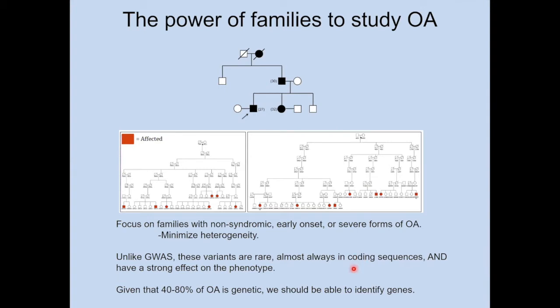The coding sequences are those that make up the protein. So these variants change that sequence, and so it likely affects protein function. Finally, these variants have a strong effect on the phenotype. So if you carry this variant, you will develop OA. Unlike GWAS, where if you carry that variant, you have maybe a 10 or 20% increase in susceptibility to OA. So it's a very powerful tool to identify genes that have an effect on the phenotype. And given that about half of OA is considered to be genetic, we should be able to identify these genes.